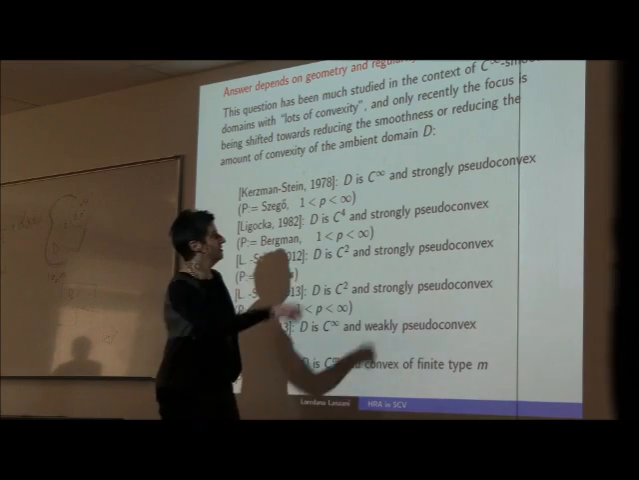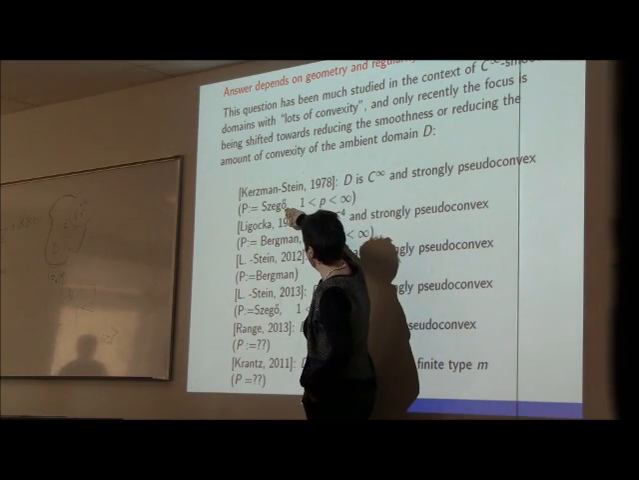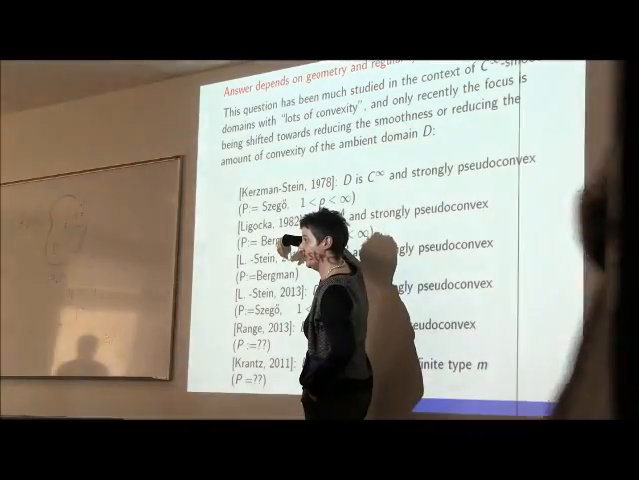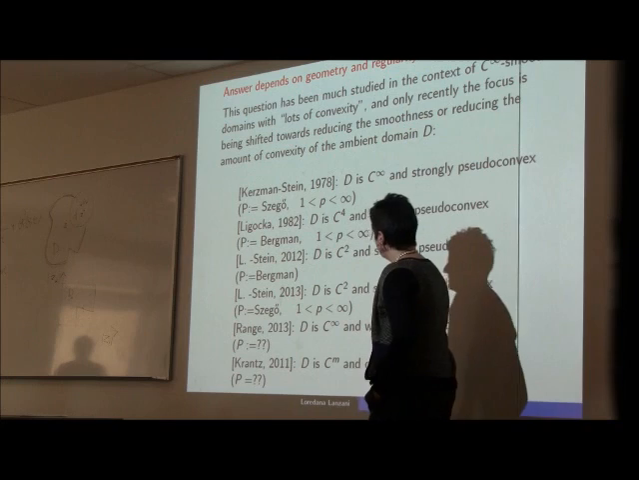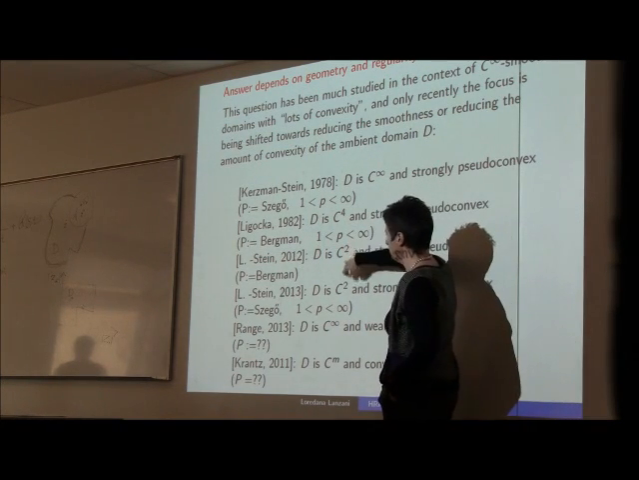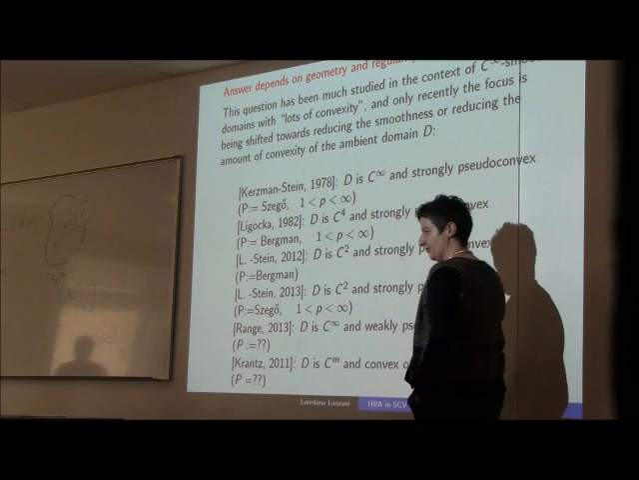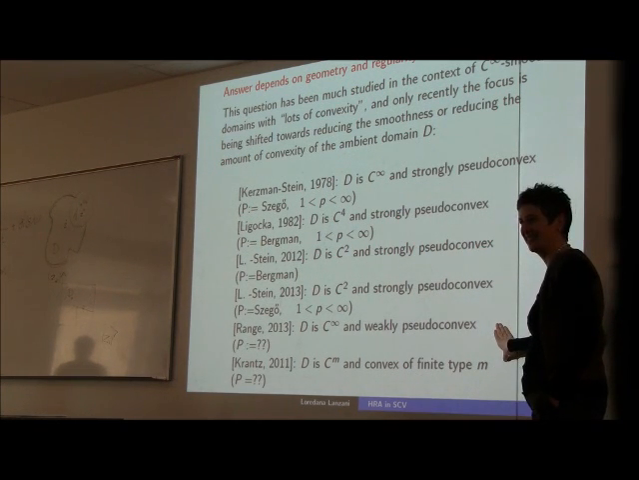Originally, for domains that were infinitely smooth and strongly pseudoconvex, and results pertain both to the Szegő projection for the Hardy space and the Bergman projection for the Bergman space. More recently, we have been able to reduce the regularity from C infinity to C2. This is what I was referring to earlier on. And there is a lot of work to be done.